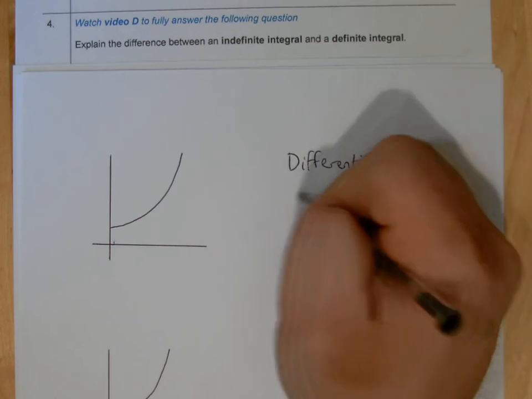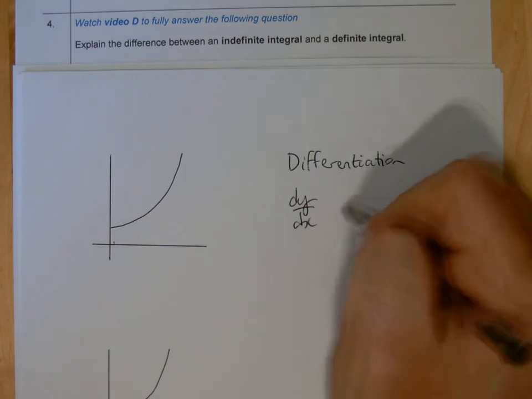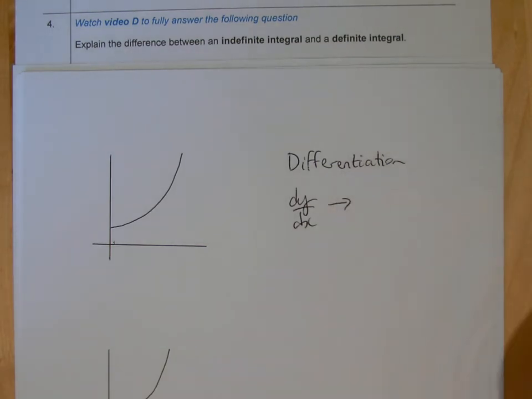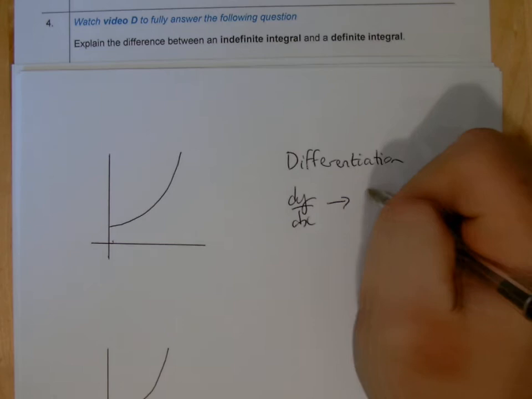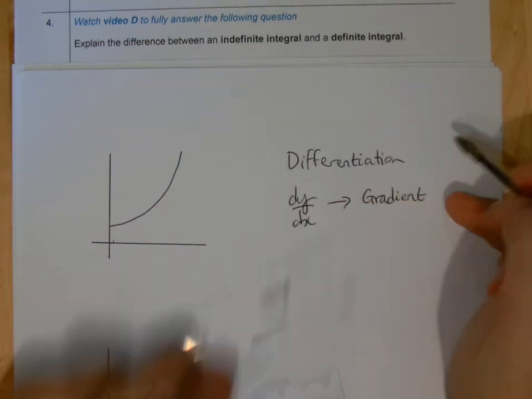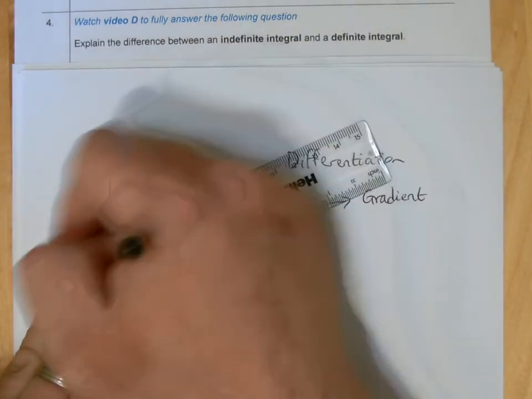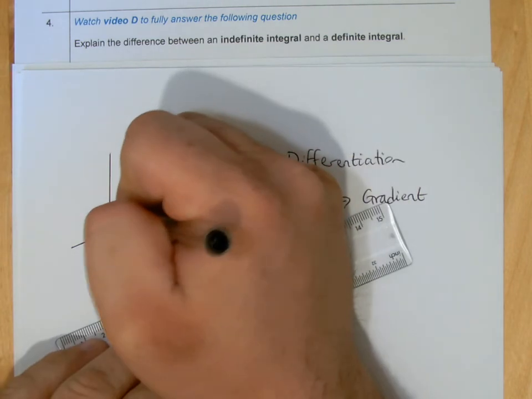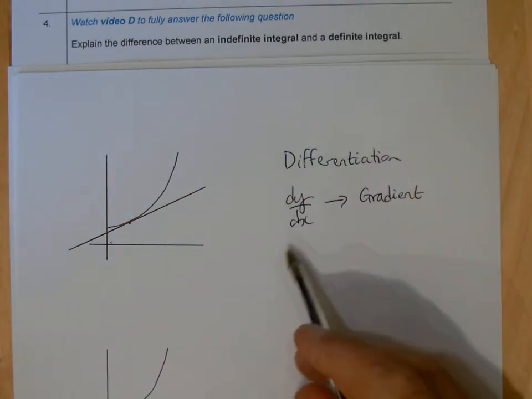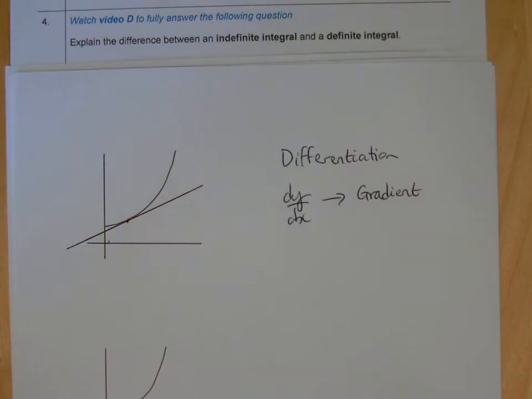Well, if you remember, when you differentiated, you just found dy dx. That function we called the gradient function, because it actually gave the gradient at any point on the curve. In other words, it told us the steepness of it, the slope. So the tangent here would be the gradient at that particular point, and we could discover it by doing dy dx.